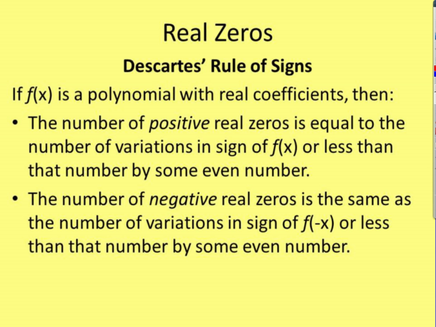One method is Descartes' rule of signs, and this says if f of x is a polynomial with real coefficients, then the number of positive real zeros is equal to the number of variations in signs of f of x, or less than that number by an even number. And the number of negative real zeros is the same as the number of variations in signs of f of negative x, or less than that number by some even number.